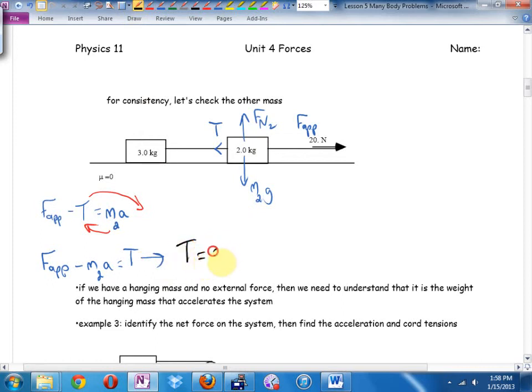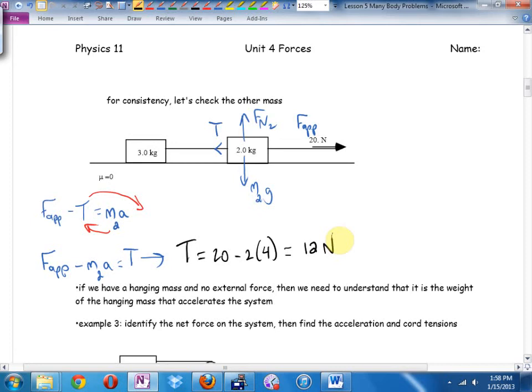20? Minus, what was mass 2? 2. What was A? 4. Hey, what does that work out to? The same as before. Oh, yeah, of course. It's the same piece of rope, so it must have the same tension.